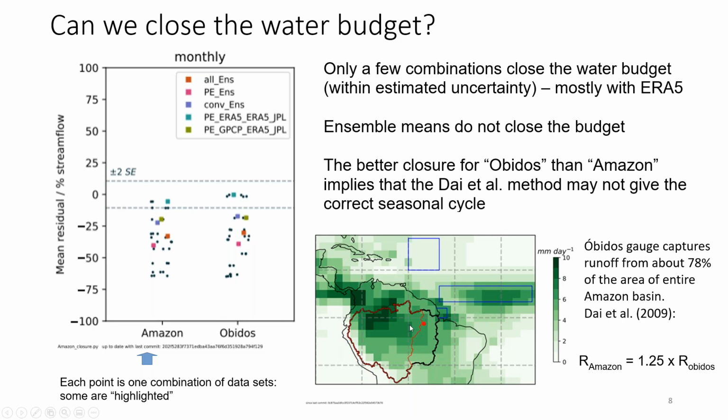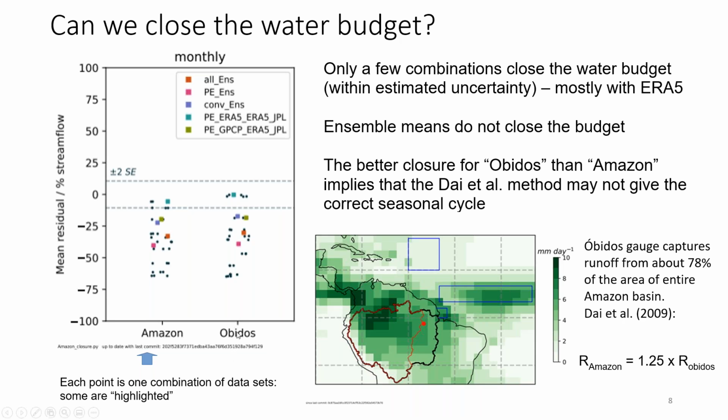Furthermore, I want to point out at the bottom panel, there is a direct measurement of discharge at the red dot, that's the Óbidos gauge station with the corresponding catchment or river basin. And this would cover about 78% of the area of the entire Amazon basin. In contrast, for the whole Amazon basin, we also have to compute the discharge for the ocean model. And traditionally, people use the dietol approach, that is, by multiplying the observed discharge at Óbidos by a factor of 1.25.